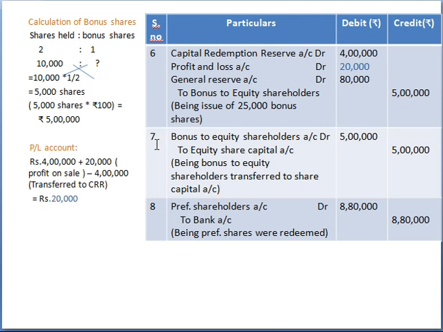Next is the transfer of bonus shares to equity share capital. Bonus to equity shareholders account debit to equity share capital, which is 5 lakhs, right? That's it. Now we finish the journal entry. We'll prepare the balance sheet.